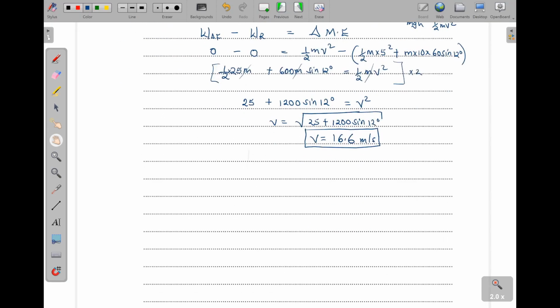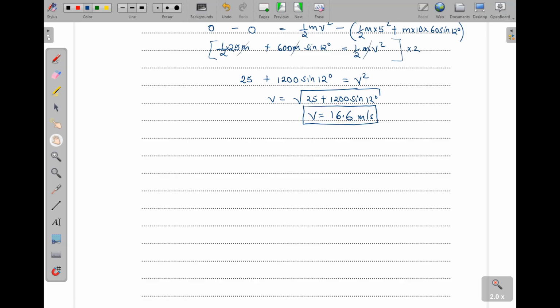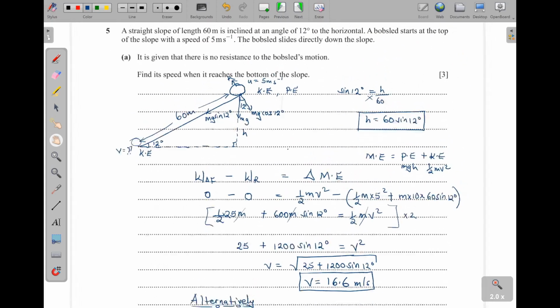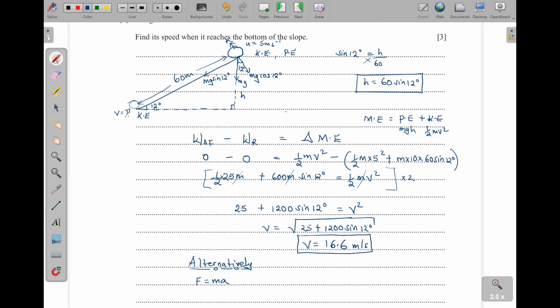Now, another method you could use here, alternatively, you could say that using F is equal to ma. Remember, I put also these forces here. So there is mg sine, this one going down.